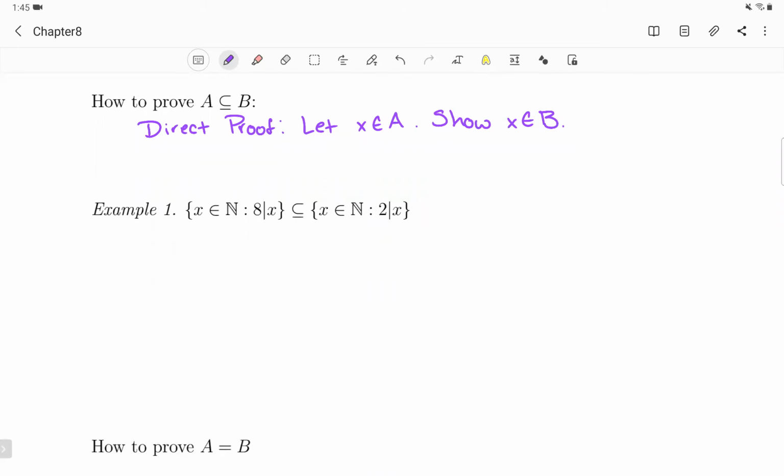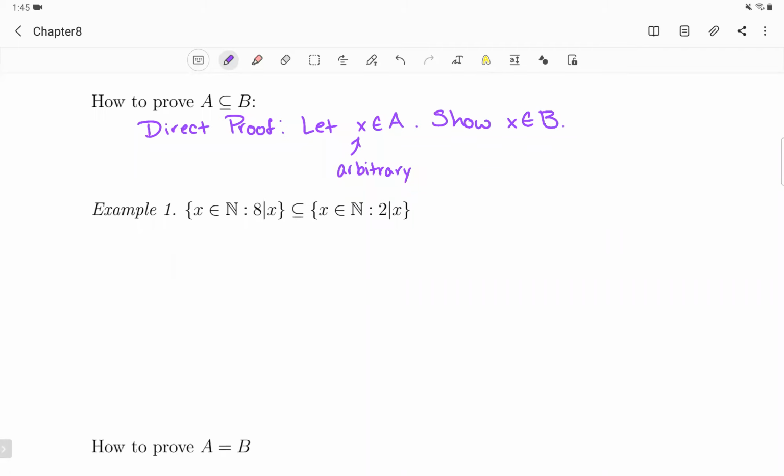Right, yep, that's it. Because this X is arbitrary. So what you said is I take a random element of A, it could be any element of A, I always then can follow this logic to show it has to be in B. That means everything in A is in B. Okay, so that's it. So let's look at an example.